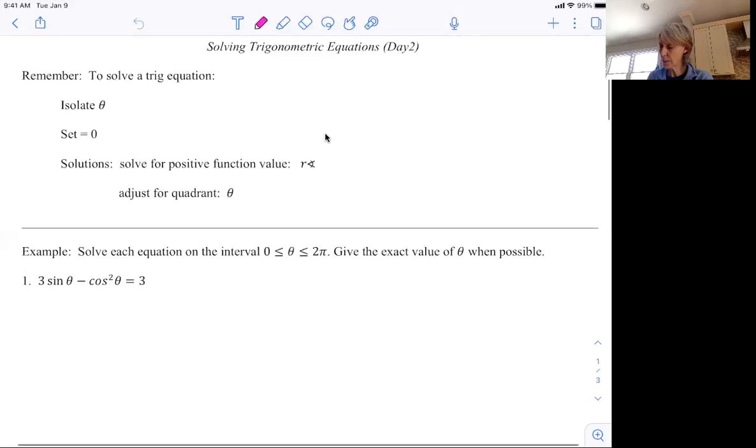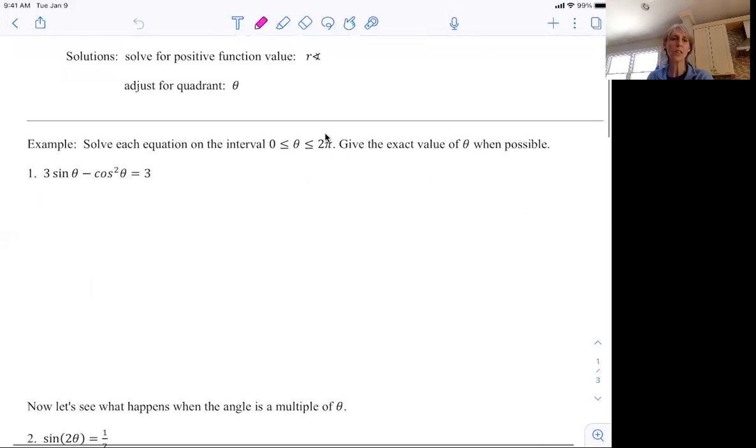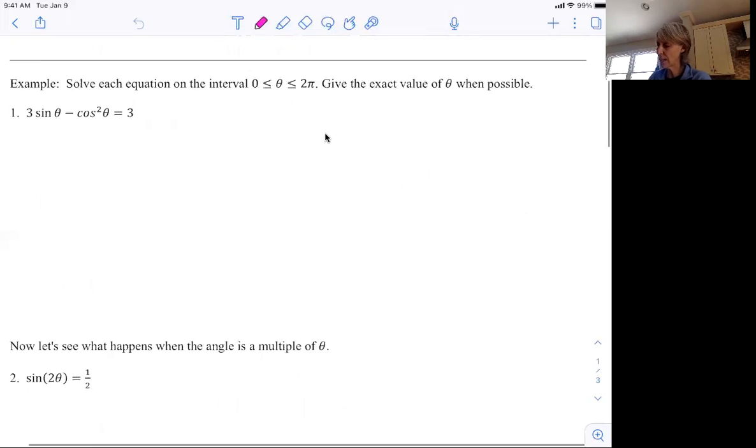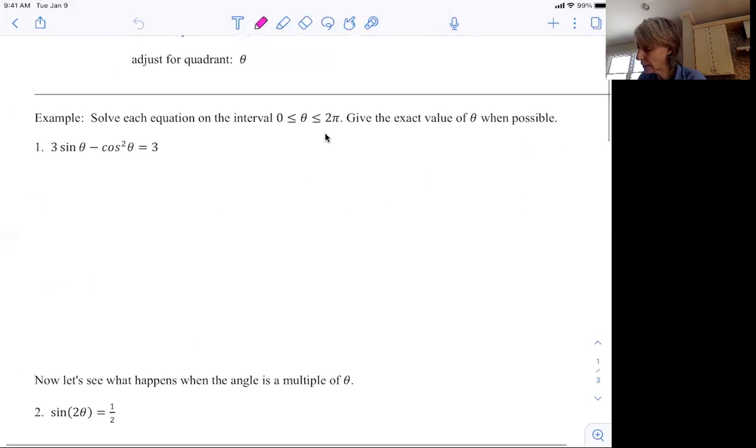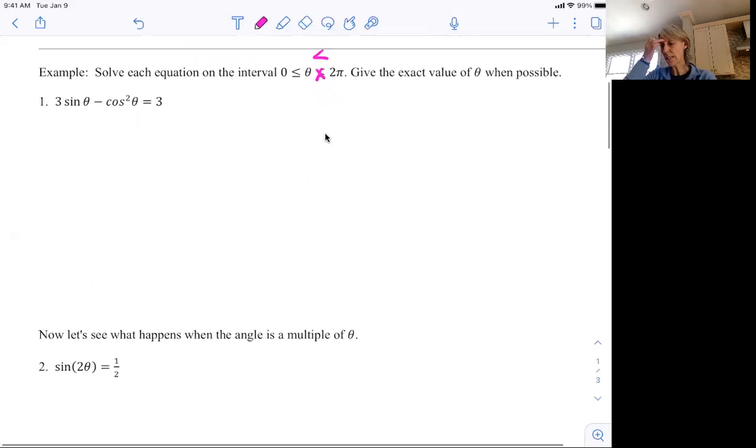So let's start off with an example similar to the ones we were working on yesterday. Solve each equation on the interval 0 less than or equal to theta less than 2 pi. And we're going to give the exact value of theta when possible. So 3 sine theta minus cosine squared theta equals 3.